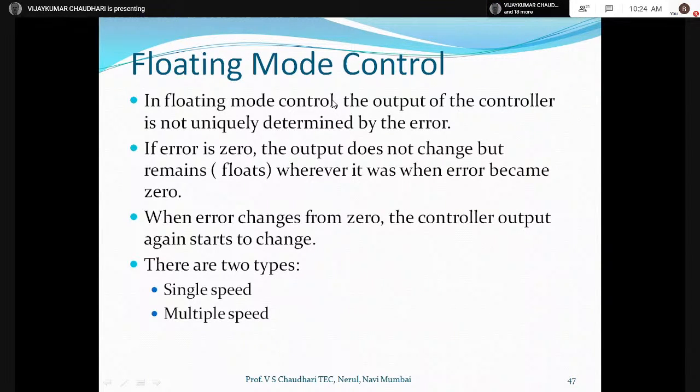Okay, so what is the difference here? Here the output for error within the neutral zone cannot be predicted. Whatever is the previous value, it stays at that. Let's see how it can be explained.